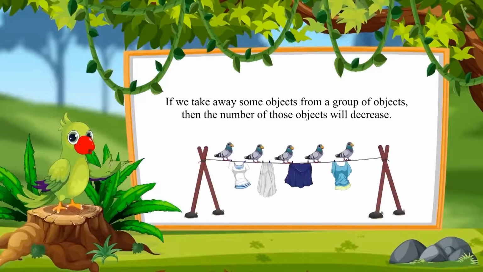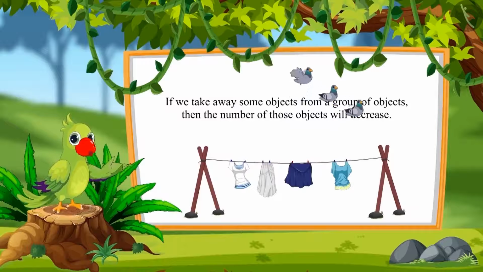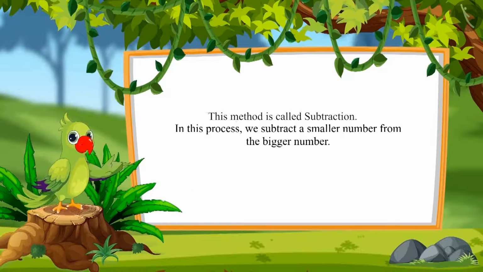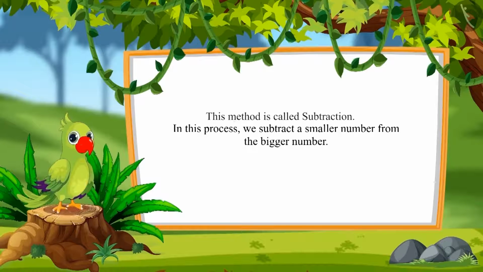In this way, if we take away some objects from a group of objects, then the number of that object decreases. So do you know what actually this method is called? This method is called subtraction. In this process, we generally subtract a smaller number from the bigger number.